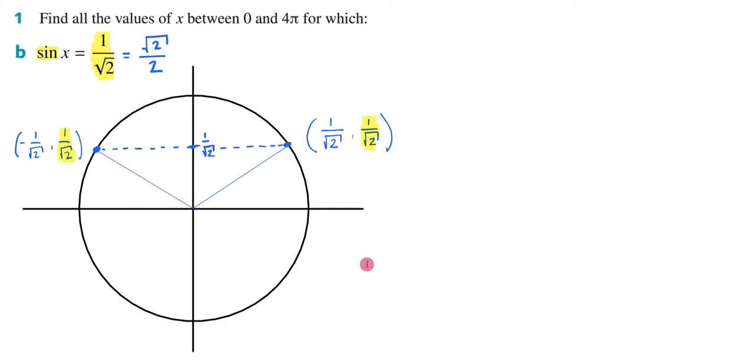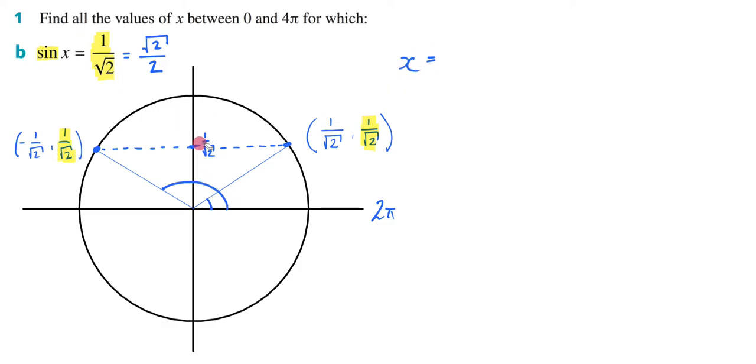So hopefully what you can tell by what we've done so far is that when we go around our circle, 2 pi, so when we do a full rotation of our unit circle, we're going to have 2 solutions to this problem. We're going to have one angle here and then another angle here. So now we could come and start writing in our solutions x.